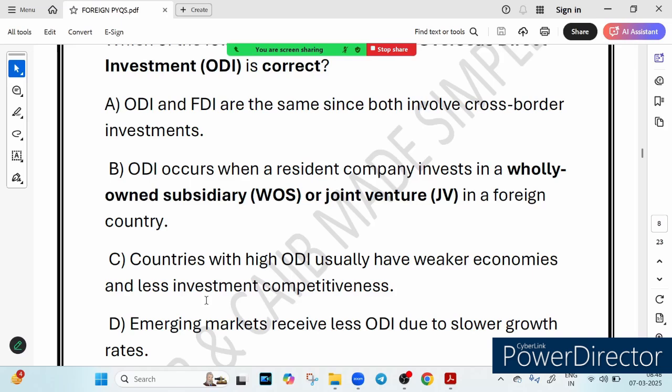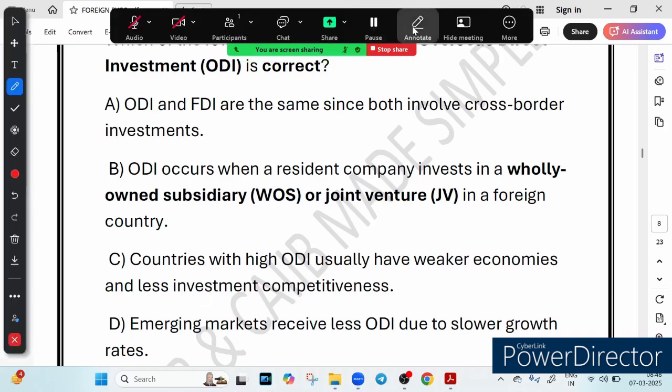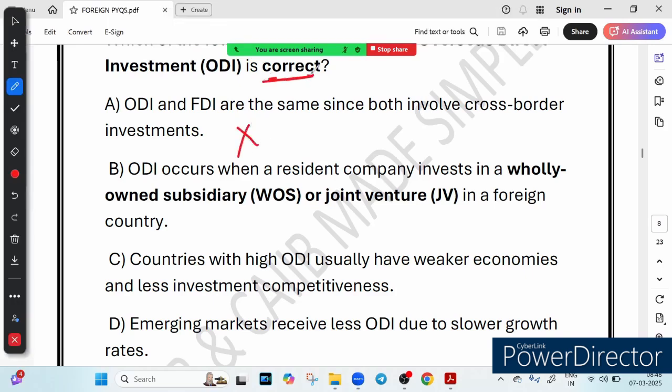So take a moment to think about it. Got your answer? Let's break it down. Option A suggests that ODI and FDI are the same because both involve cross-border investment. However, this is incorrect. FDI refers to when a foreign company invests in another country. Suppose Microsoft invests in India, so this is a kind of FDI, foreign direct investment.